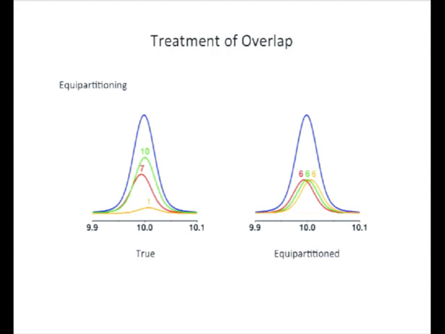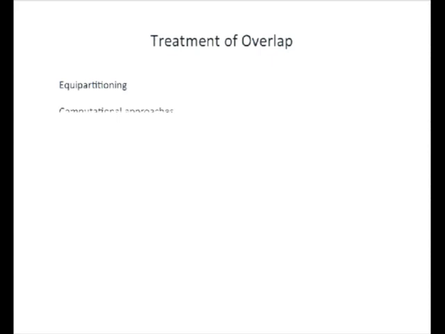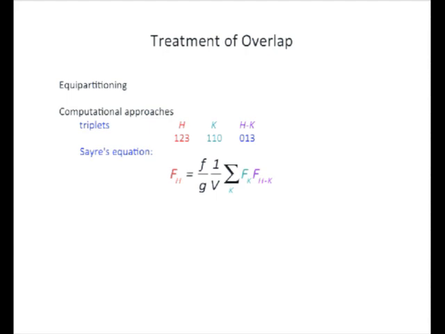We don't know how to partition them. Well, there are a couple of approaches. There are some computational approaches which are based on looking at the non-overlapping reflections to say something about the overlapping reflections. Some clever people here. These triplets. Triplets, you know, you've heard of these in direct methods. You've got a triplet of reflections. They have related indices. And there's an equation called Sayre's equation, which relates the structure factors of these reflections.